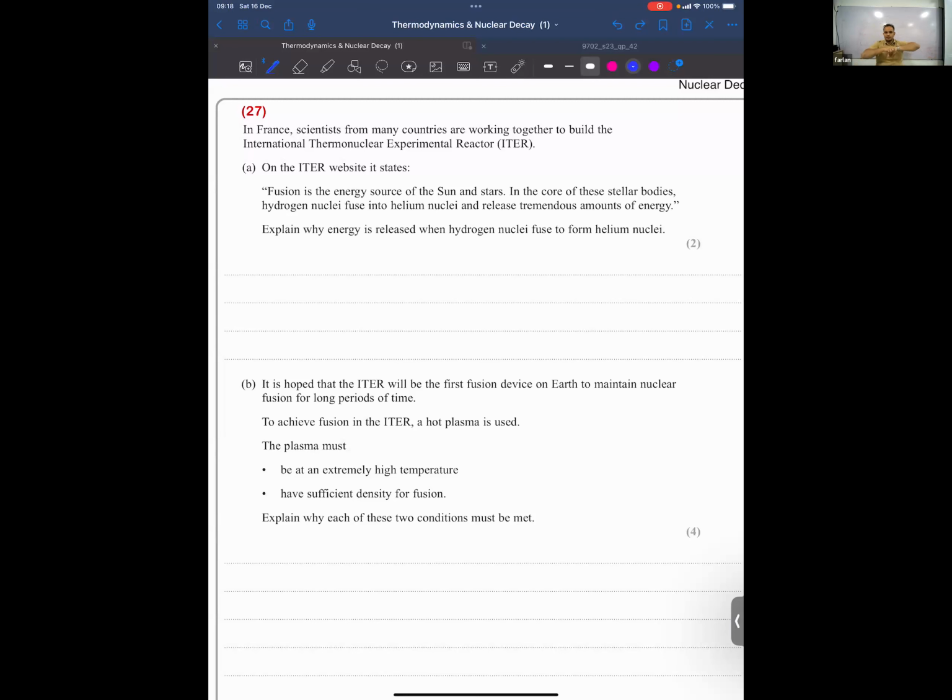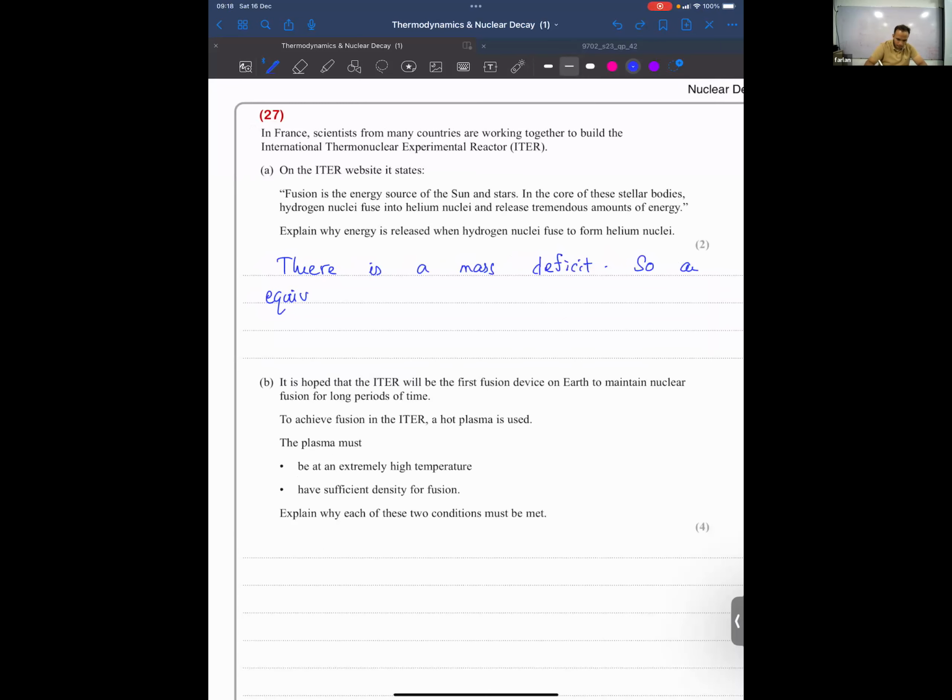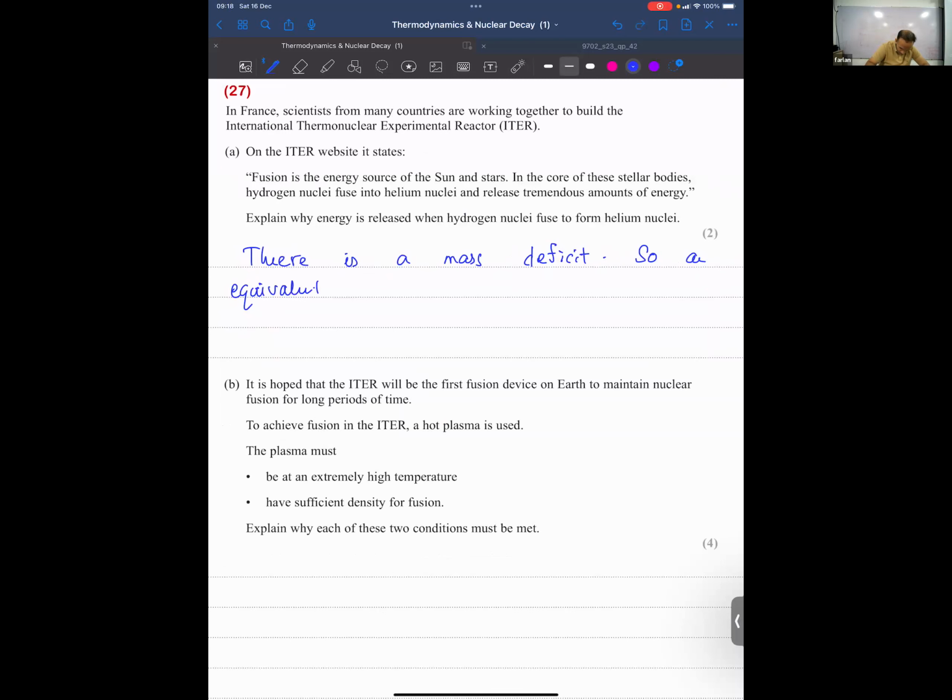So can you tell the answer? There is a mass deficit, so an equivalent amount of energy is released.